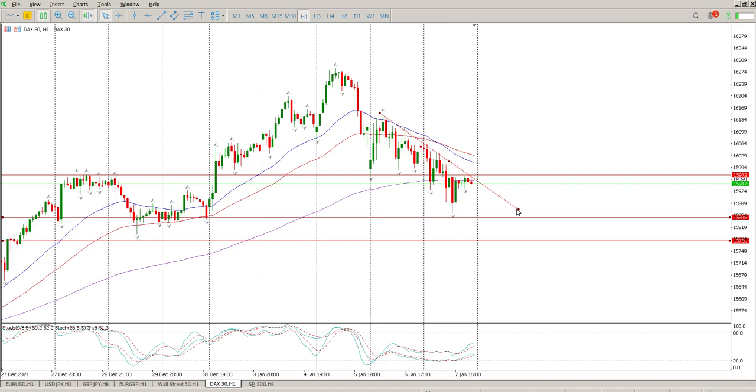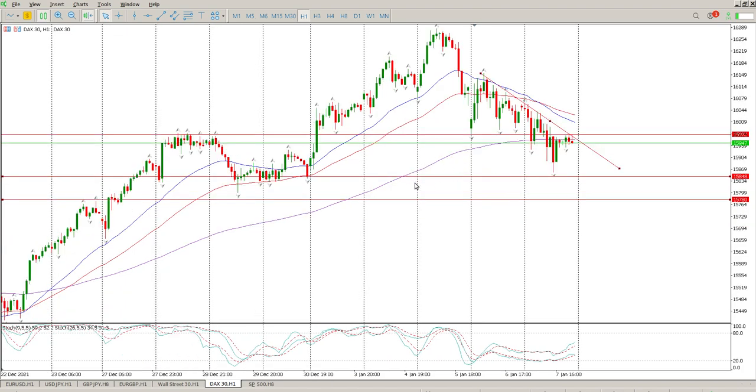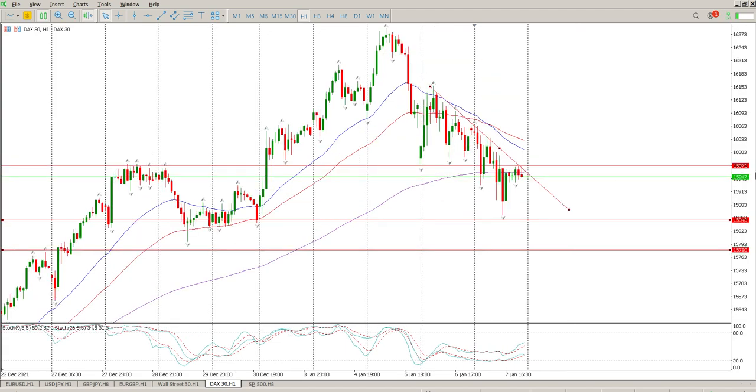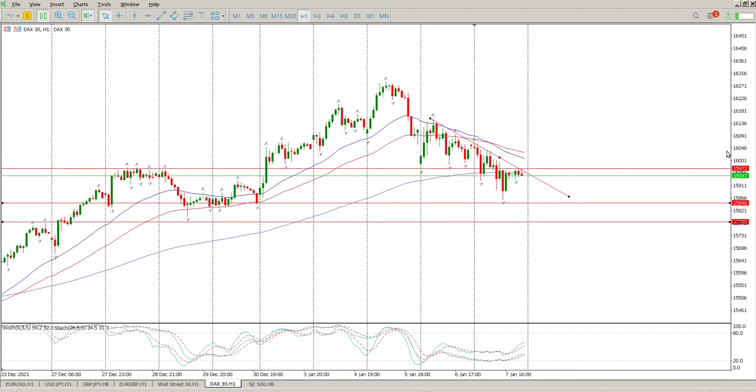Last thing to pay attention to is this trend line. If we get above the trend line and find support on the trend line, then that would be the end of that, and we'd be looking for a move to the upside. But I suspect we're heading back into this area here. That's kind of what I have penciled in for today.